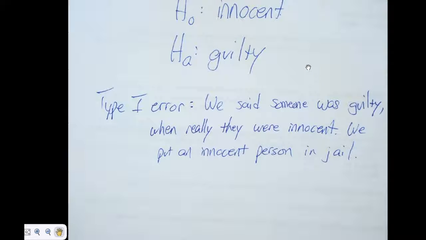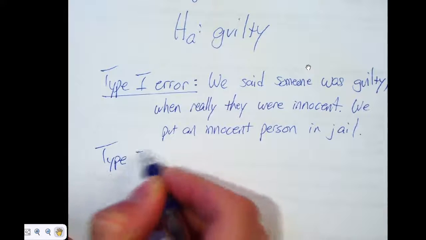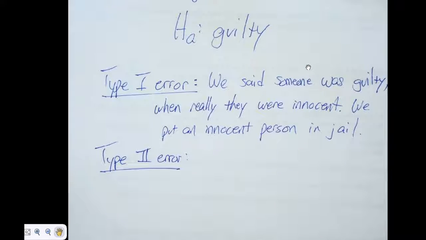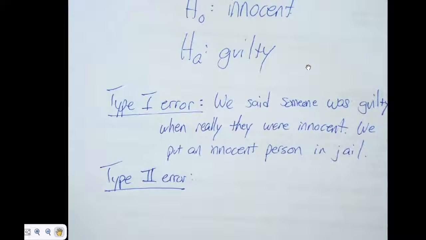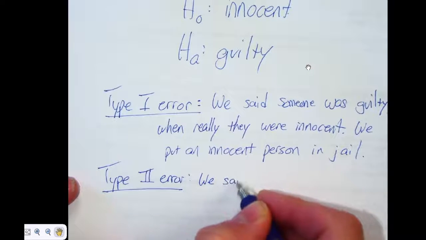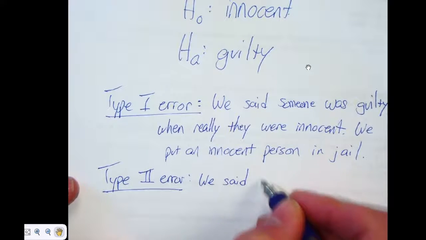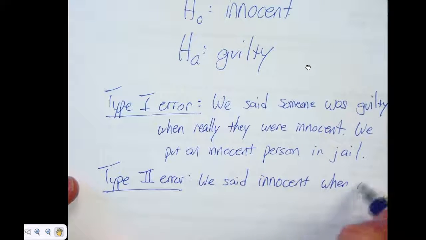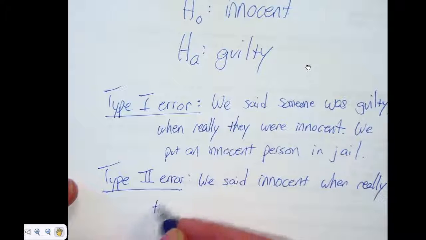Does that make some sense? Yes, sir. Questions on that one? Like that direction, I guess? That area. So type 2 would be the opposite. Type 2 is where the second thing is the true one. So the person actually is guilty, but we didn't decide that. We said innocent when really they were guilty.